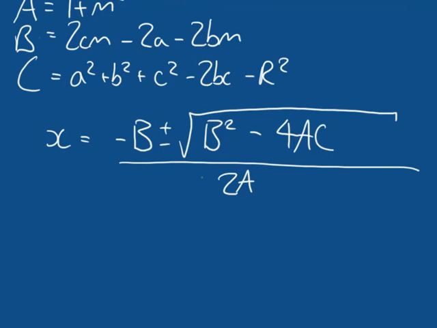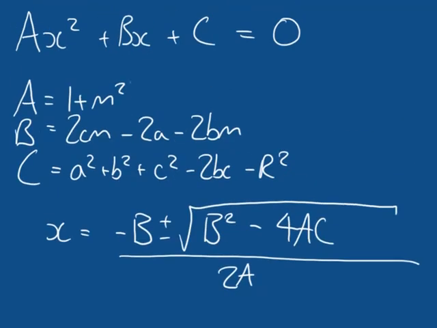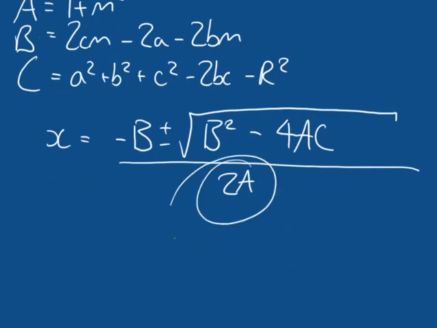Now you notice in this case there's actually no way that we can get a divide by 0. A here is equal to 1 plus m squared. m squared, because it's a number squared, is always going to be greater than or equal to 0. It can't be a negative number. A square can't be negative. If we take even a negative number and multiply it by itself, it becomes positive. So m squared is always greater than or equal to 0. That means 1 plus m squared is always greater than or equal to 1. It can never reach 0, so 2A is never going to be 0.